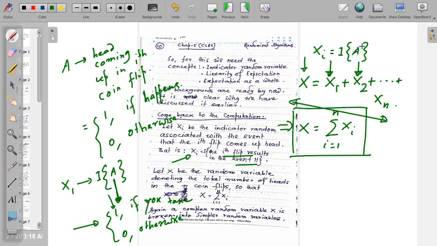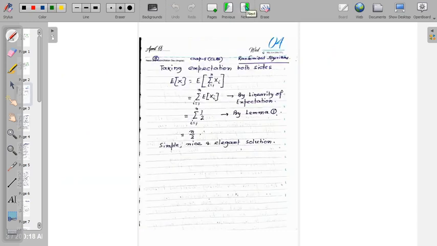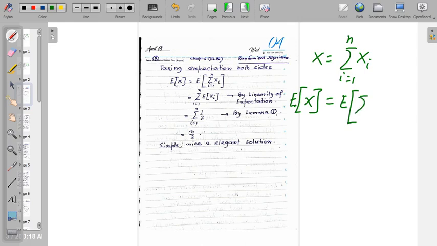With n number of coin flips, how many heads come up. So we have x equal to the sum of all the xi's, for all i. So that means x equals summation xi, i equals 1 to n. Now we are trying to find the expected number of heads in n coin flips. So we are taking expectation on both sides.